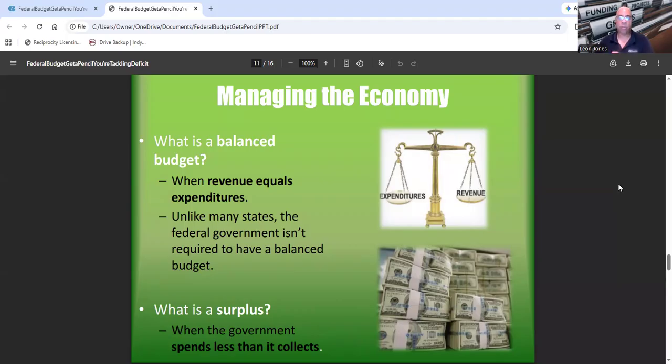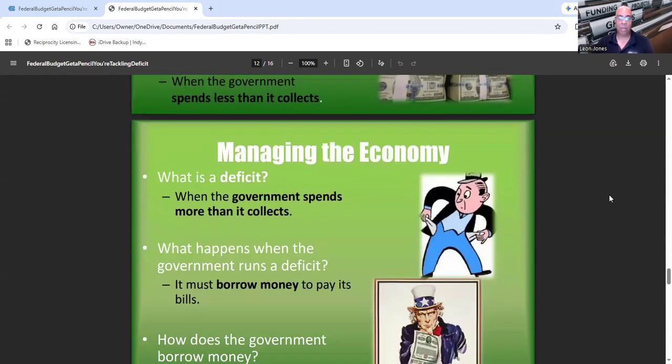And then you have to ask yourself, well, what is a surplus? It's when the government spends less than it collects. Now, do you really believe that? Sometimes they could be overtaxing the people. That's what really happens. I had to reverse it. So when they're spending less than it collects, then that means they have too much money. That means they need to give some of it back to the taxpayers. Will they? No. Managing the economy.